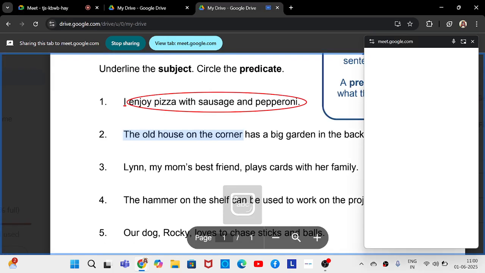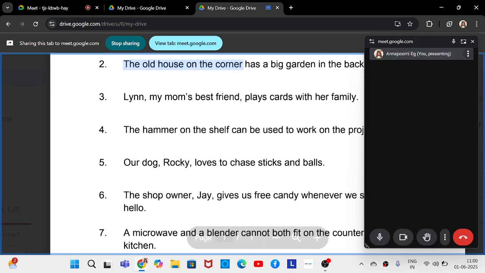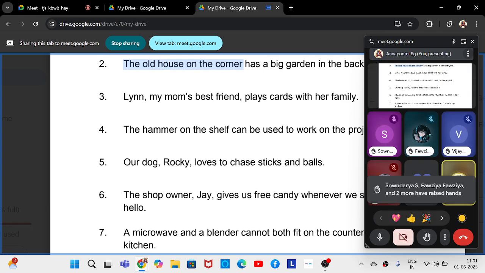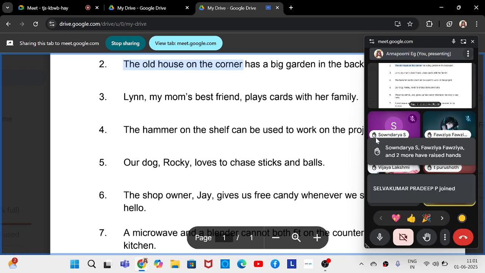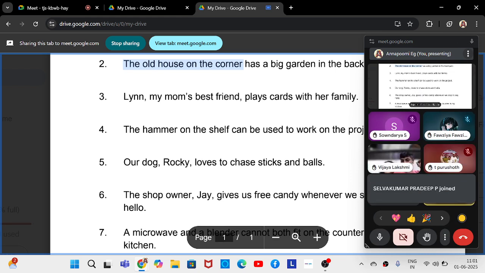Good. Now moving to the fifth one. Our dog Rocky loves to chase sticks and balls. There are three people who have raised hands. I will start with Fauzia.